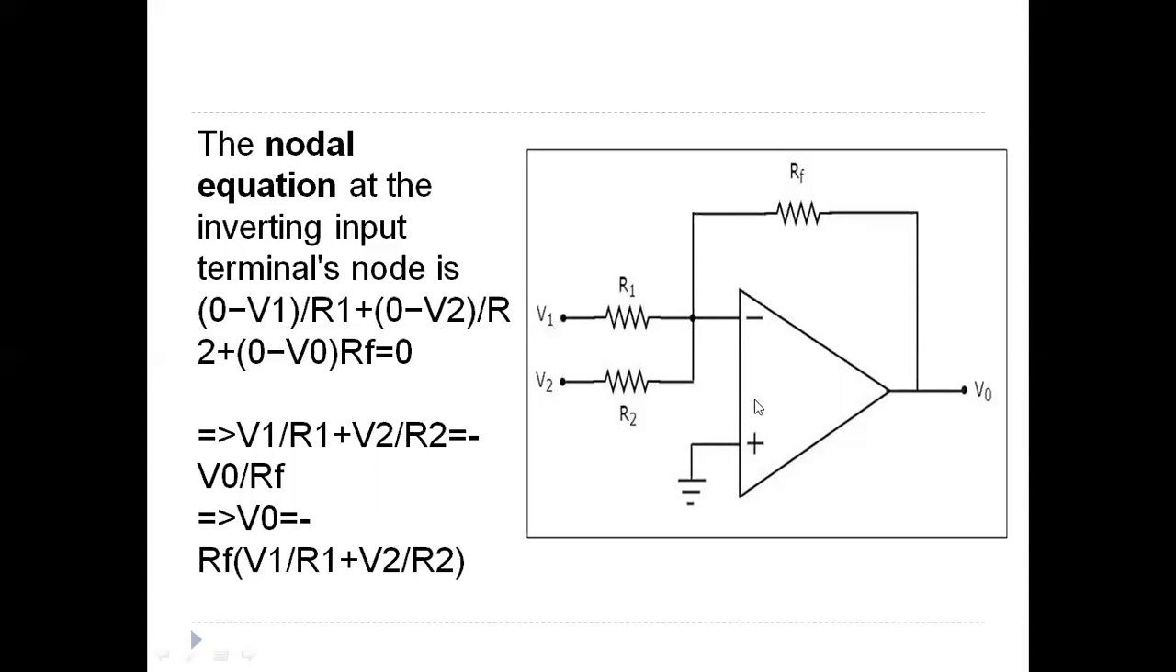Here the inputs are V1 and V2. Then what is the output? So we should calculate that one. Next, in order to find out the output voltage, apply nodal equation at the input terminal. So that means apply KCL at this node, and consider we have the currents here.